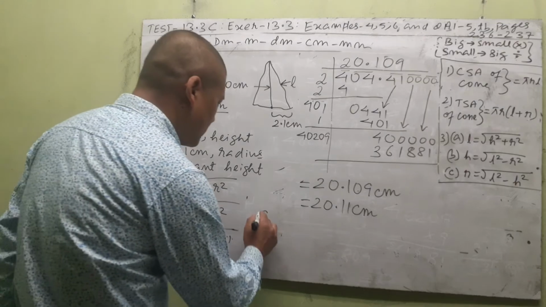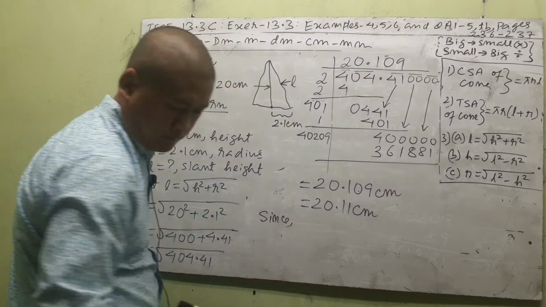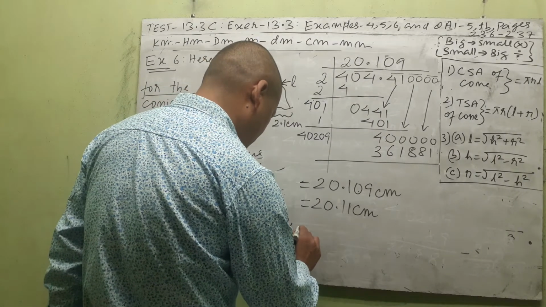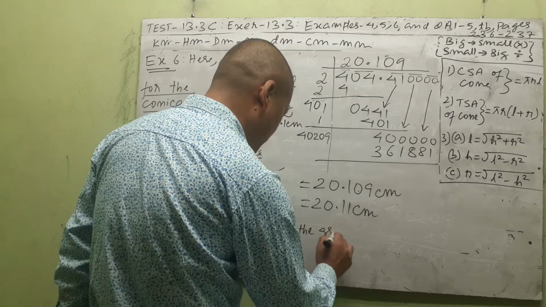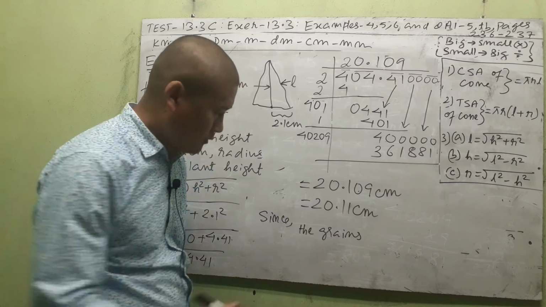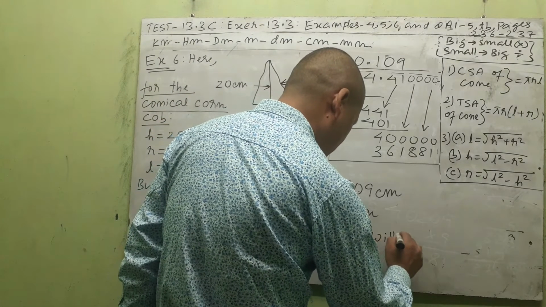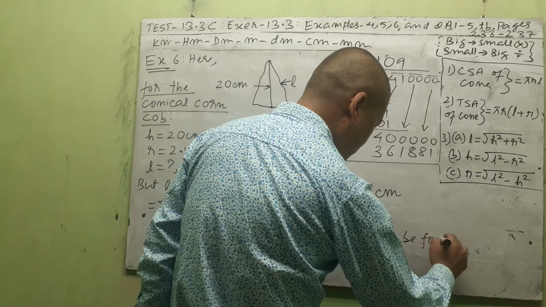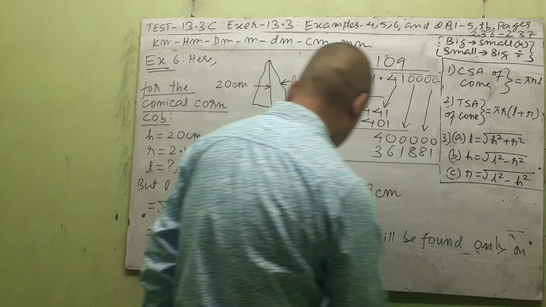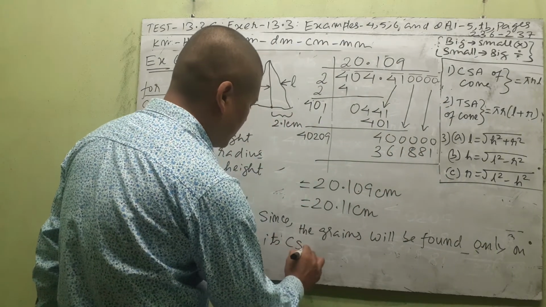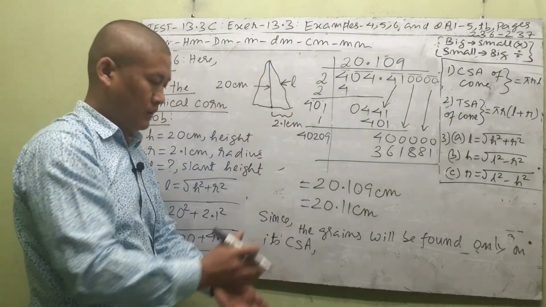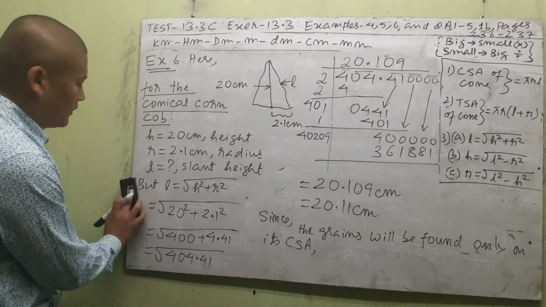Now since the corn grains will be found only on its curved surface area, these corn grains, that goody, will be found only on the curved surface, right? So we need to find the curved surface area. So for that, let us do here.